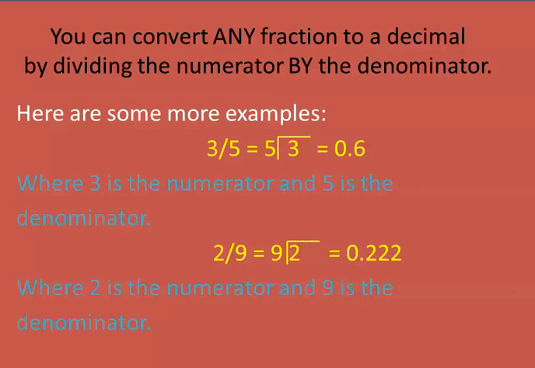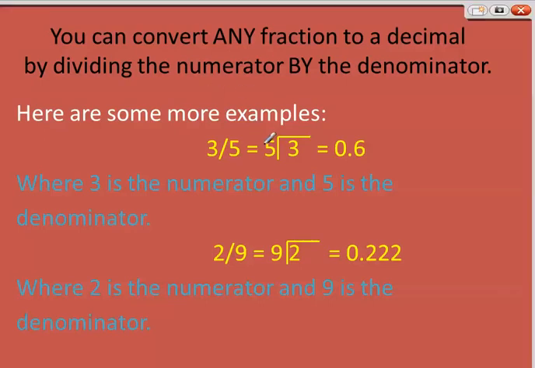So we have 3/5, and we want to convert it to a decimal. So 3 divided by 5, numerator divided by denominator. So the 3 goes in the little house, 5 goes outside.